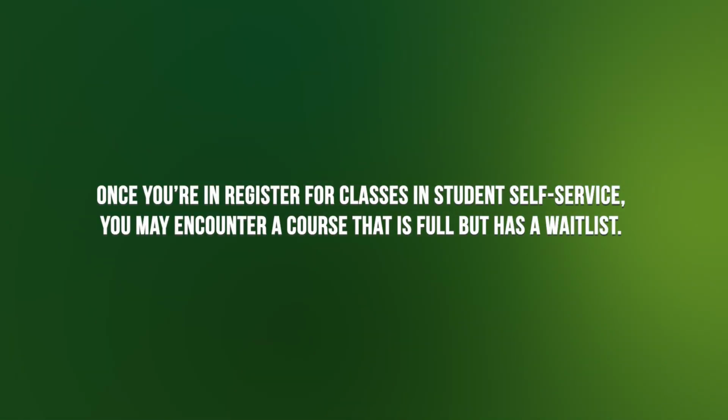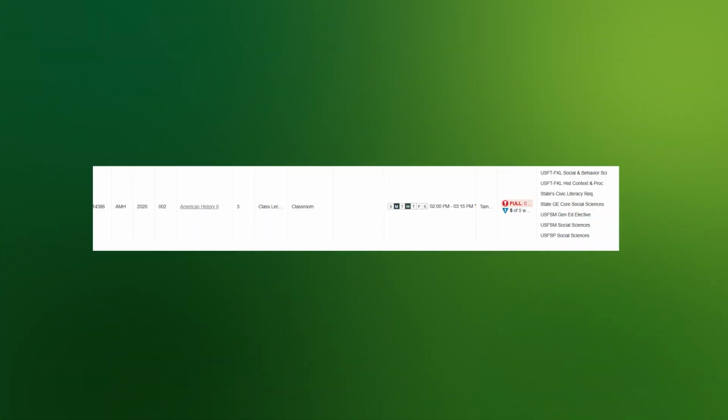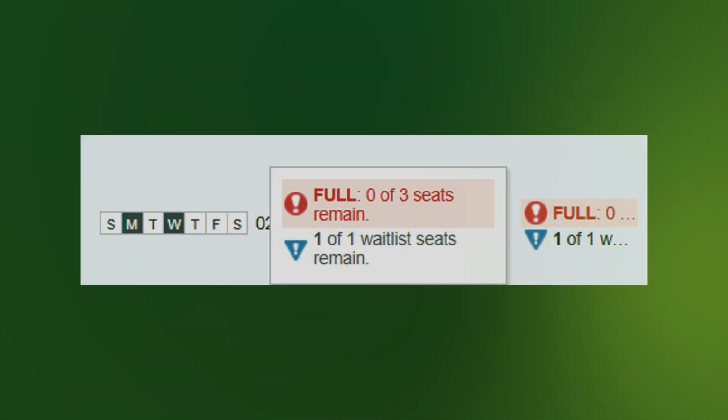Once you're in Register for Classes in Student Self-Service, you may encounter a course that is full but has a waitlist. As you scroll through the information, full courses will be indicated in red, along with any waitlist information following the teal triangle with an exclamation point in the status column. When you hover over this icon, you will see the following information.